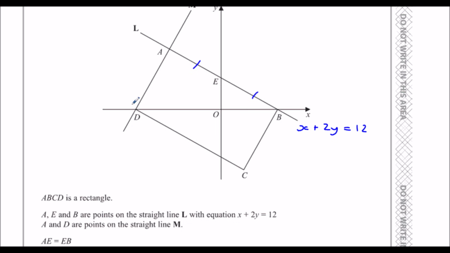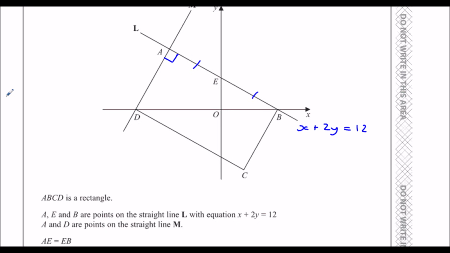So what do we need to know? We need to know it's a rectangle. So we've got a 90-degree angle here. And M and L are perpendicular. So we can work out the gradient of M using that fact. And we'll be able to find out where A is, using the y-intercept of this line, because it'll be, well, the distance here with the distance again.